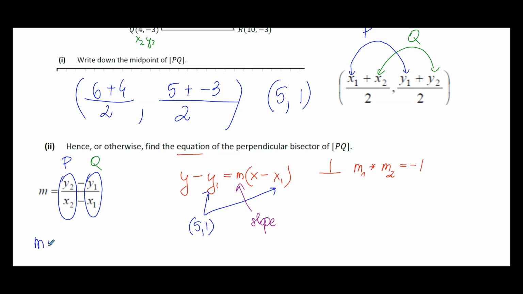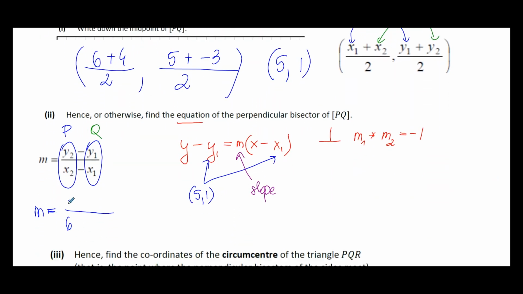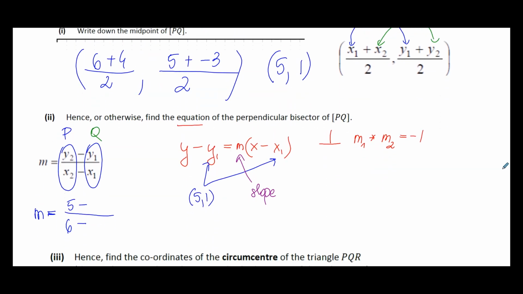Then we replace letters with numbers again. My P, what was it? 6 and 5, minus my Q point, which is 4 and minus 3. We put that in the calculator, press equal, and we get that our slope is 4. That means for the perpendicular line, we take that, turn it upside down, so it will be 1 over 4, and we change the sign. If that is positive, it's going to be negative. So that is my slope here, minus 1 over 4.